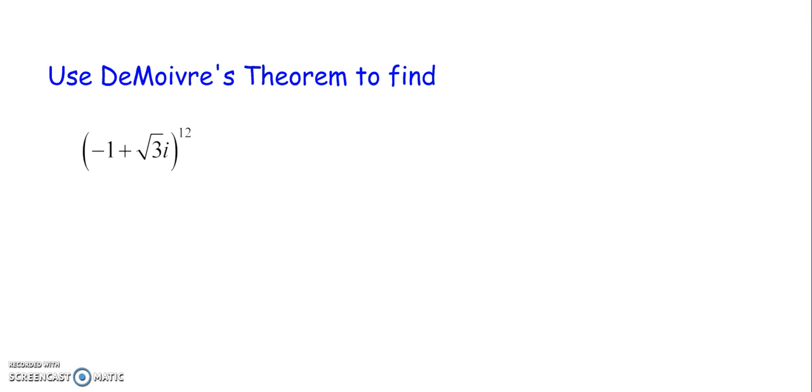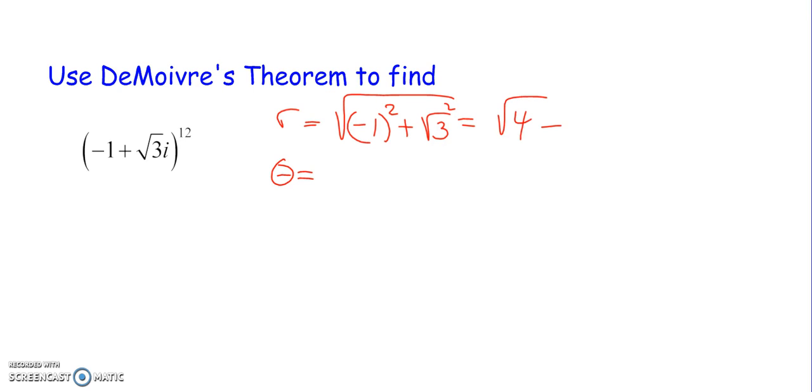So if I want to raise this to the 12th, I hope you see the immediate problem with this: it's not in trig form. I don't have my sines and my cosines. So I need to get my sines and my cosines by getting r and by getting theta. I get r by doing the square root of negative 1 squared plus the square root of 3 squared. Well, that's 1 plus 3, the square root of 4. So my r value is 2. I am going to get my theta value by setting up tangent theta is equal to radical 3 over negative 1.